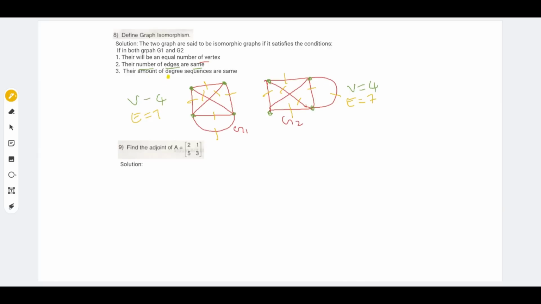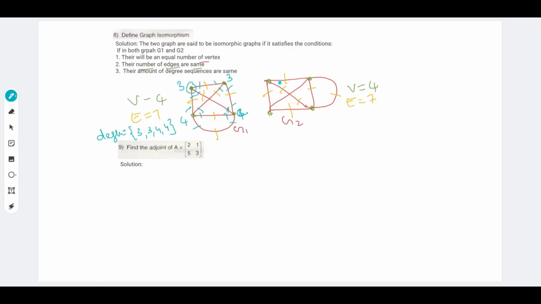Then their degree sequences are the same. The degree sequence is counting the lines which are joining to a point. Here we have 1, 2, 3, so it is 3. For this one it is 1, 2, 3, also 3. Then 4 lines are touching here, 1, 2, 3, 4, and likewise 4 for the last. So the degree sequence will be 3, 3, 4, 4.